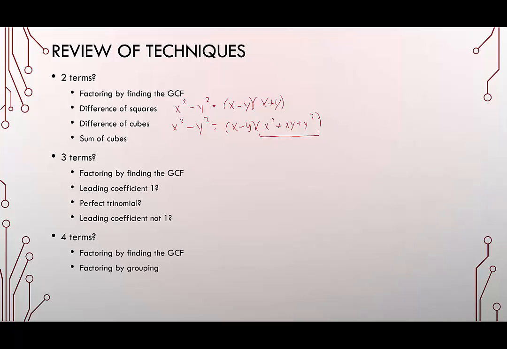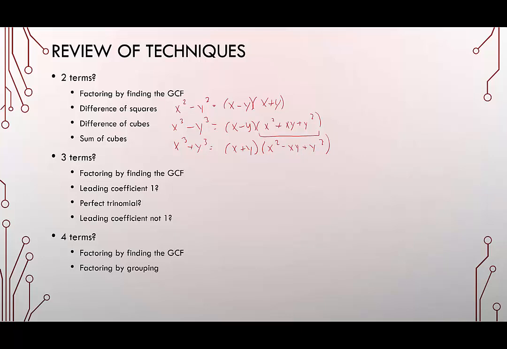Or the fourth thing it could be is a sum of cubes. The sum of cubes would be x cubed plus y cubed, and that would factor into root plus root times the first root squared minus the product of the two roots plus the second root squared. And again, very unlikely the trinomial will be factorable, but it doesn't hurt to do a quick check.